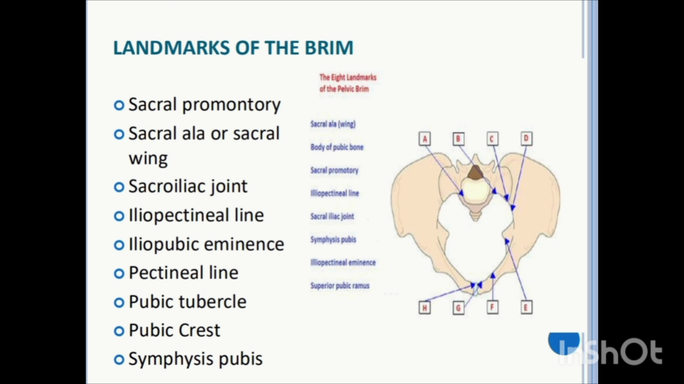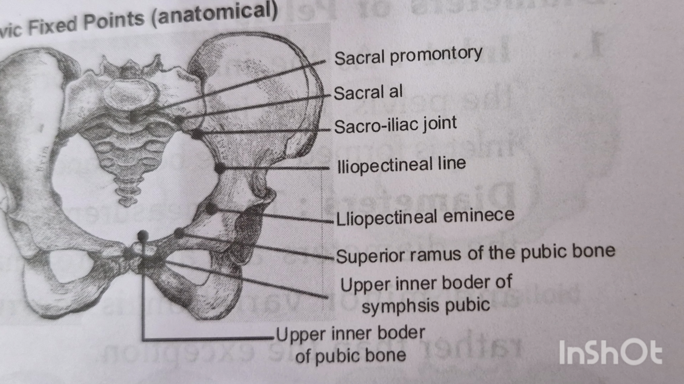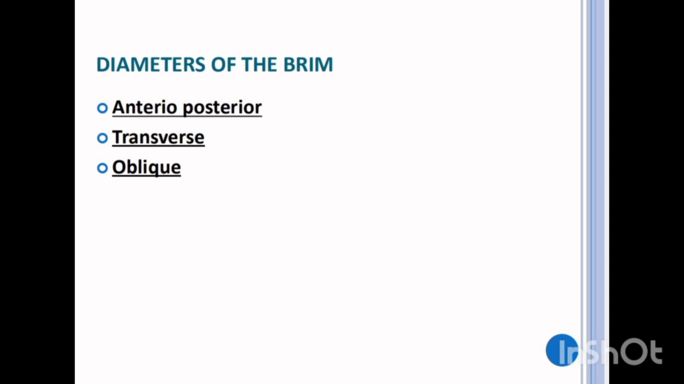And pectineal line, pubic tubercle, pubic crest, superior ramus of the bone, then upper inner border of the body of the pubic bone and upper inner border of the symphysis pubis. Just you see here, it is there clearly. The picture is showing the anatomical points of the brim. Now we will see the diameters of the brim.